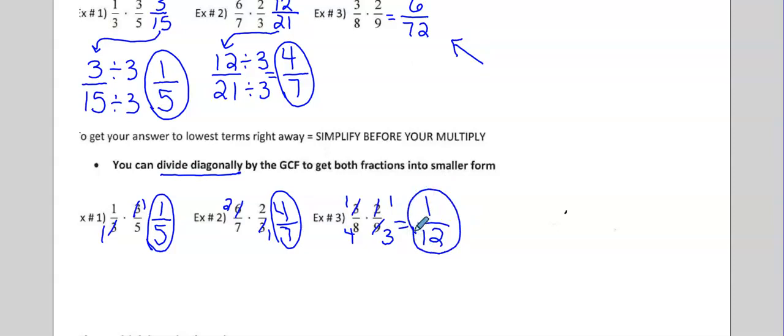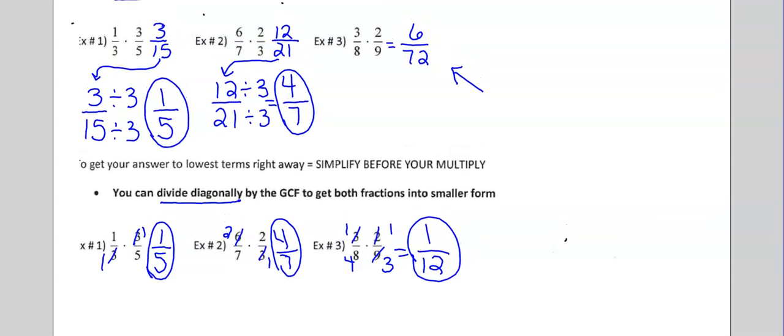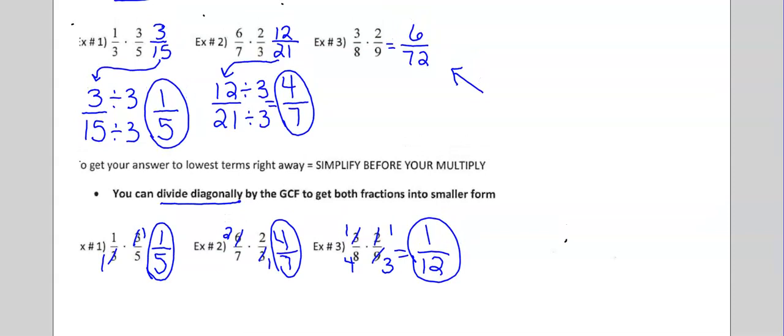Looking back up at 6/72, I could have done it quickly if I had known that a common factor for both of these is 6. And then I would have gotten the answer. But sometimes we might not recognize that 72 divided by 6 is 12. So if you cross simplify before you multiply, it does make it a bit easier.